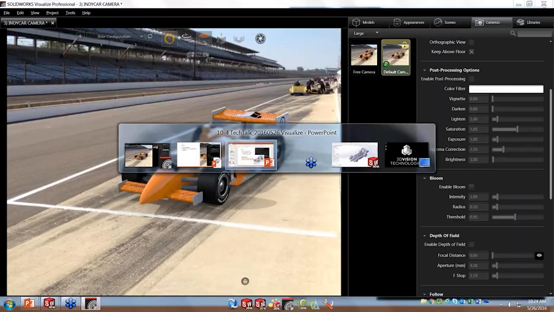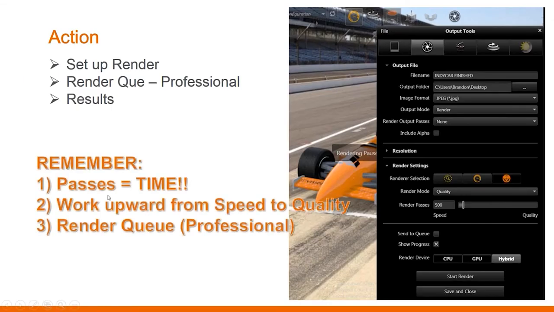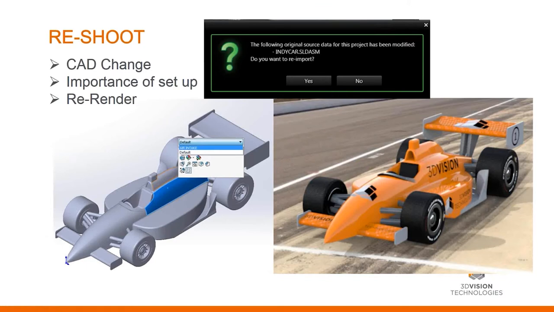That's very helpful, because then you don't have to tie up your CPU if you want to do a high-end render. Right. So just to remember, passes are time. We need to work up to the quality we want, start low, see what you get, and start working your way up. And then remember, the render queue is available in Professional.